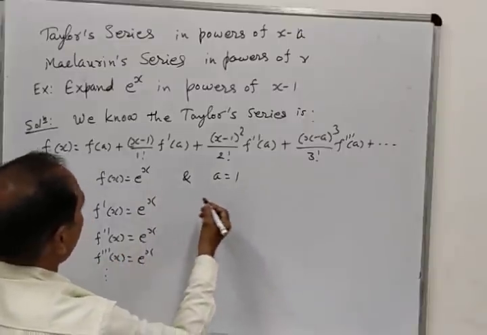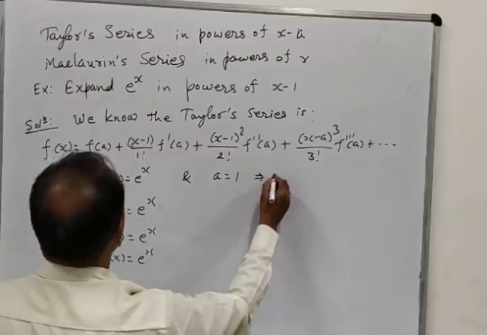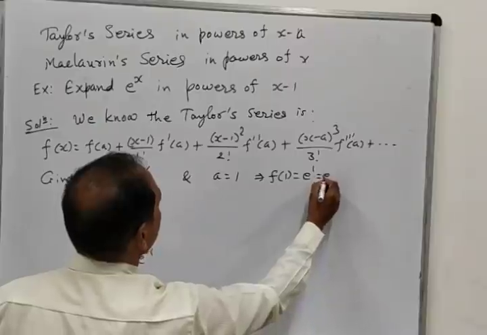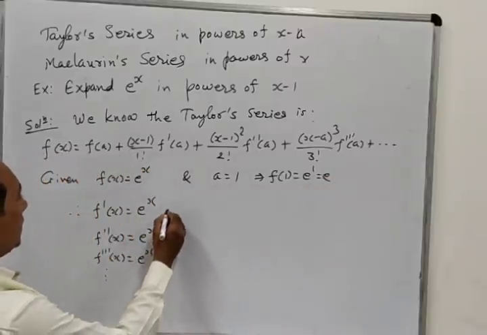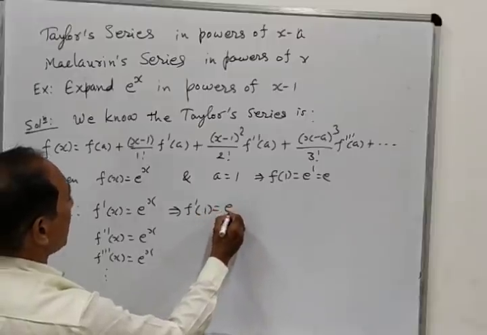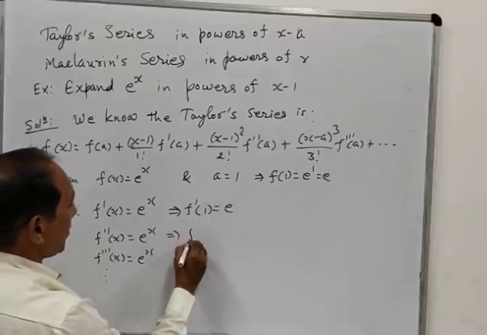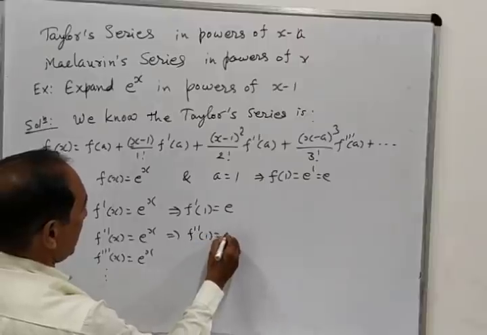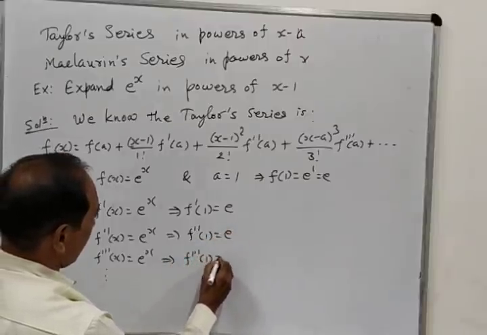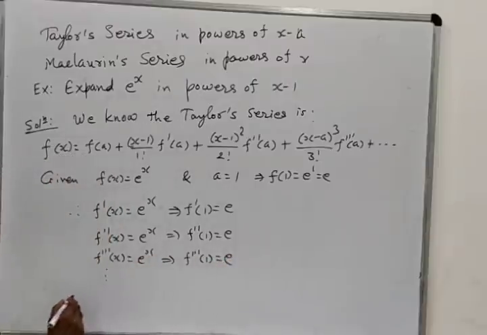And then we find out the value f of 1. F of 1 is e raised to 1, e raised to 1 is e. This implies that f dash 1 is again e raised to 1, e. F double dash 1 is again e raised to 1, e. F triple dash 1 is again e raised to 1, e, x equal to 1.